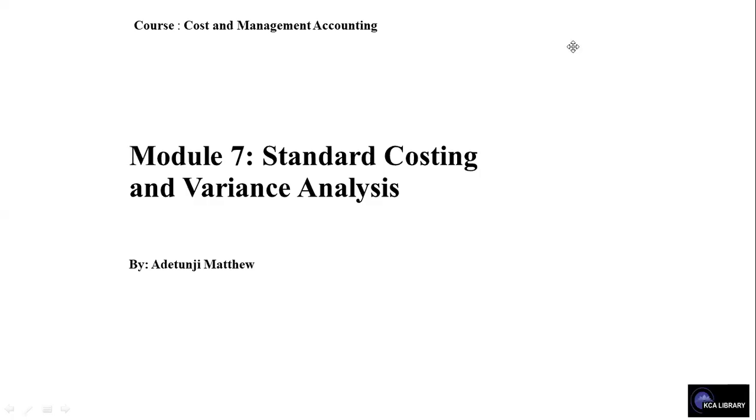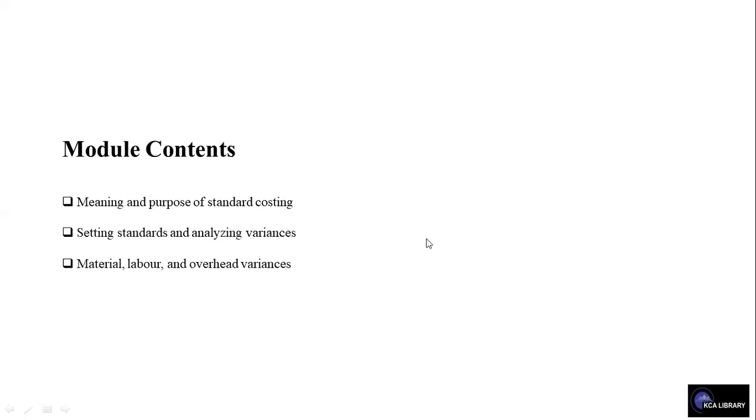Hello, welcome to the seventh module of the course Cost and Management Accounting, and we'll be discussing standard costing and variance analysis. When we talk about standard costing, we will look at the meaning of standard costing and the purpose. We look at setting standards and analyzing variances, and we look into material, labor, and overhead variances.